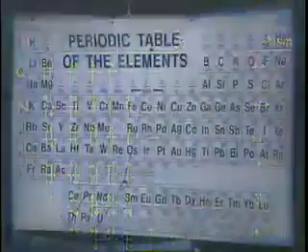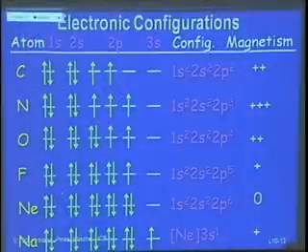And now we get to neon. That's the end of that period. Neon has 10 electrons. And 1s2, 2s2, 2p6. So we fill that one in here, 2p6. Not magnetic. Very stable configuration.